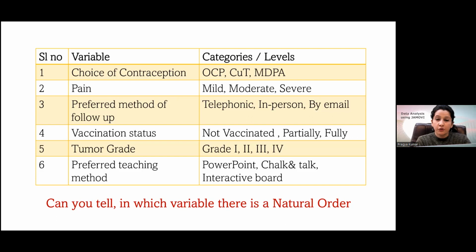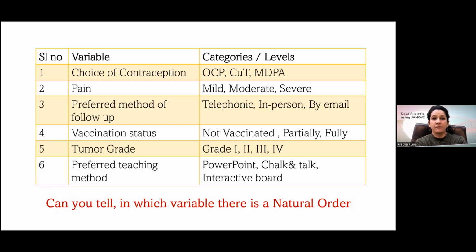Fifth is tumor grade: grade 1, 2, 3, and 4. And sixth is the preferred teaching method. You are teaching with PowerPoint, chalk and talk, or with an interactive board. So in all these variables, what can you find out first? It is not a binary category; there are more than 2 categories. Like in the case of choice of contraception, everywhere you can see there are 3 categories except for tumor grade, which has 4 categories.